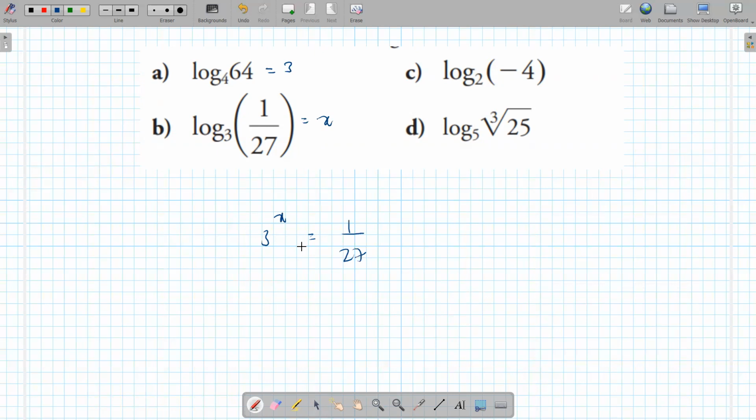So that 27, can we write that as 3 to the power of something? Yes. So we have 1 over 3 cubed, right? Not 3x, 3 cubed. Now if I move this 3 cubed into the numerator, what does it become? 3 to the power of negative 3. Exactly. So what's the answer to this question?